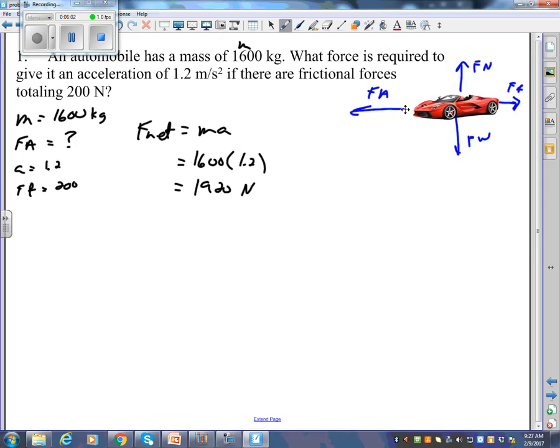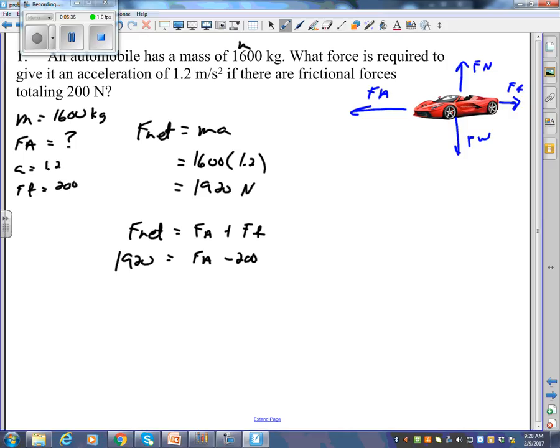And now we go something like the net force is the applied force plus the friction force. And again, net force simply means add up all the forces. The net force is 1920. We're solving for applied force. And now what about this friction? It should be negative. Why? Because the negative is a direction, right? We're really adding vectors here.